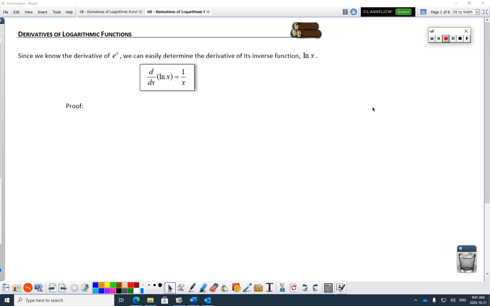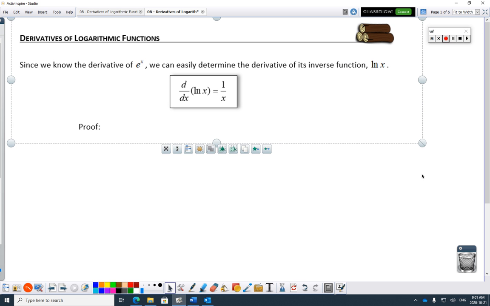Okay, derivatives of logarithmic functions. Since we know the derivative of e to the x, we can easily determine the derivative of the inverse, which is ln of x. And I love this proof. I love this proof because it's shockingly simple, but it has so much in it. I love this proof so much.